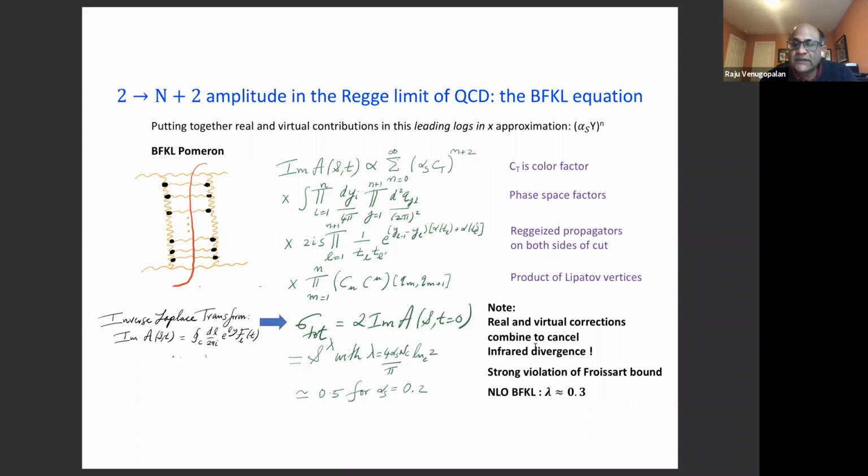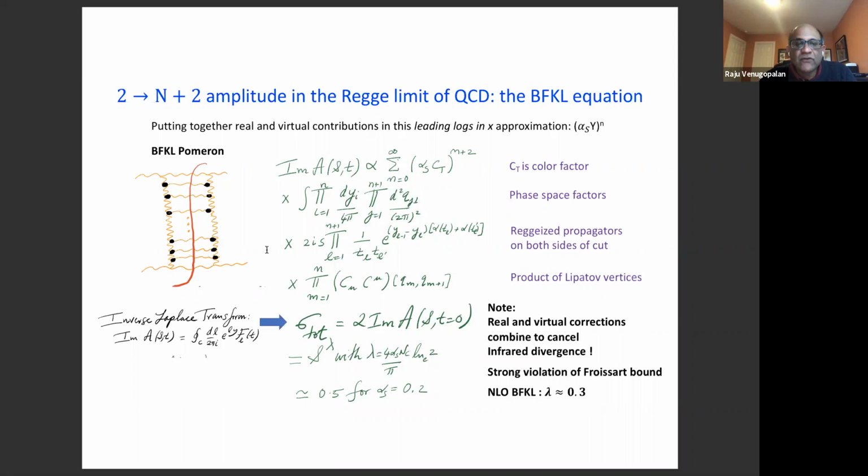So this is a very important point. There's a lot of discussion in the literature about double logs and so on, and it turns out when you compute something that's this color singlet combination, it kind of cancels. The other thing is that this gives you a strong violation of the Froissart bound. Okay, so the growth of the cross section is much more rapid than you would expect from the log squared that you get from the Froissart bound.